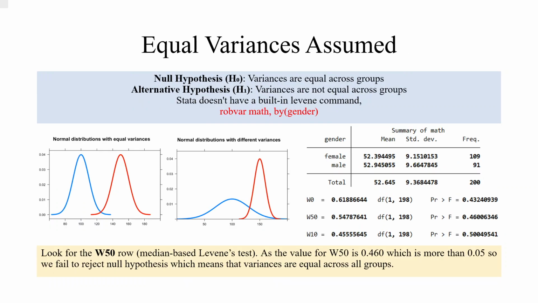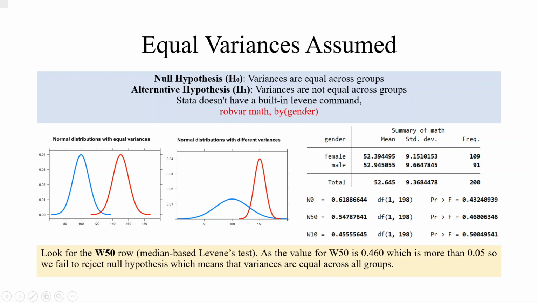The second assumption: are the variances equal in both the groups, that is male and female? The variances of math score, are they equal in both the groups? So this is the plot of the normal distribution with equal variances. See their shapes, and this is normal distributions with different variances. We have to check this. So what is our null? Variances are equal across the groups. Alternative is variances are not equal across the groups.